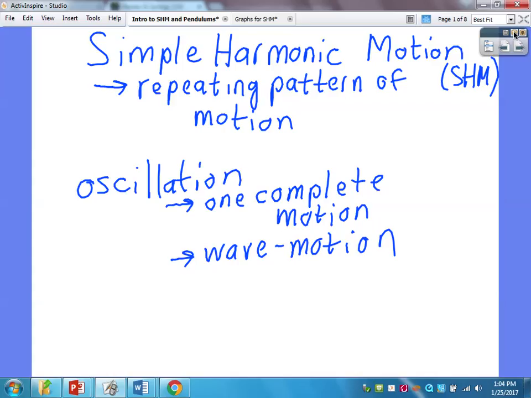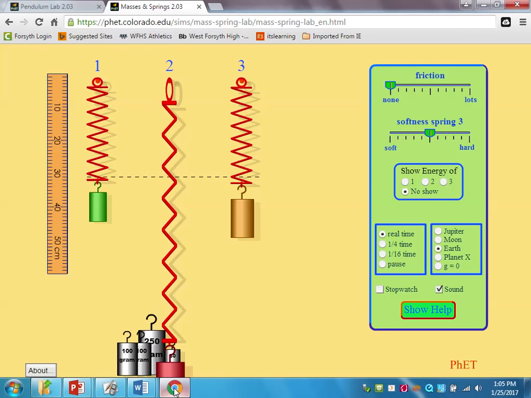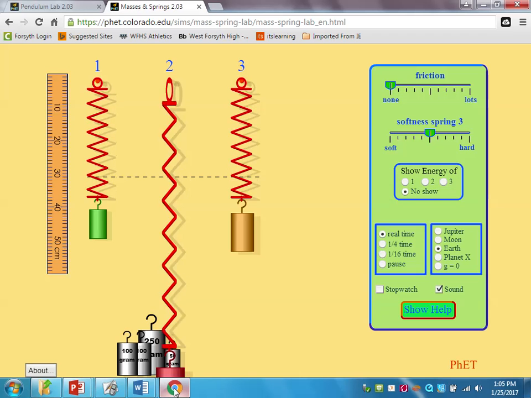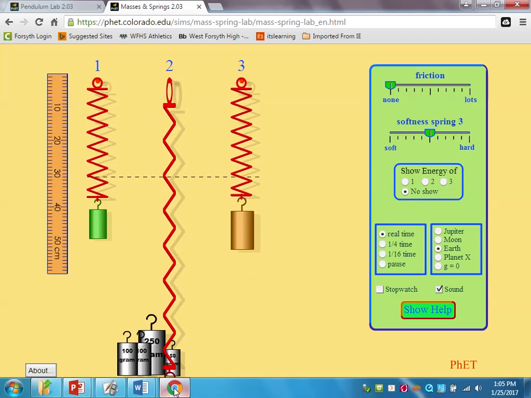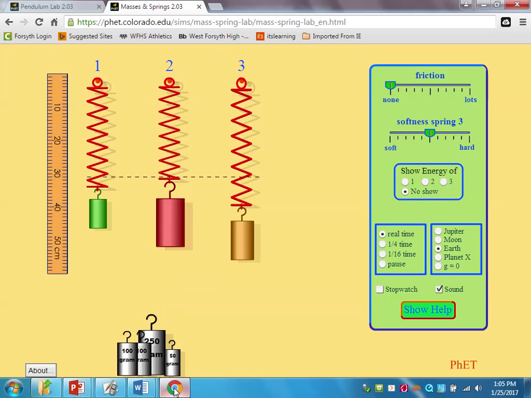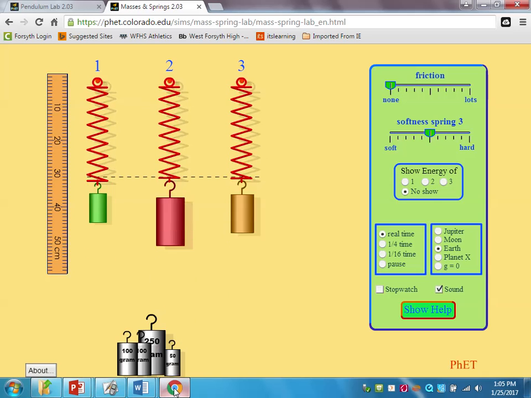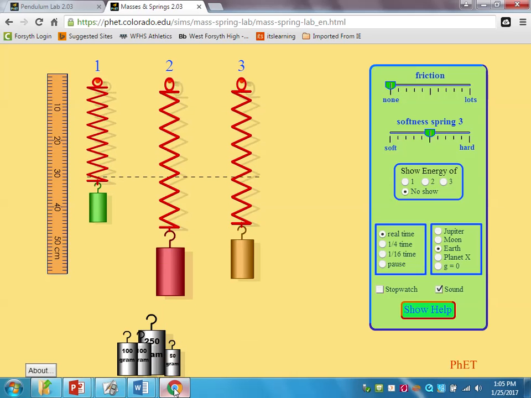So really quickly, I want to take you to a website called PhET, you can see it at the top there, phet.colorado.edu. And all this is trying to show you is, hey, this is oscillating motion. You can see the springs bouncing with these masses on them back up and down, up and down. And so this would be oscillating motion going on the whole time.